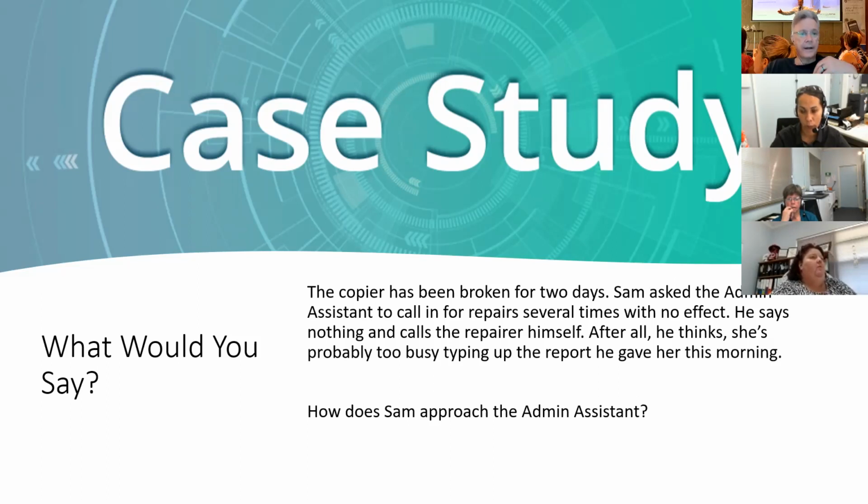So if I just go in and attack the admin assistant, that's probably not fair on that person, because just because I think that that person hasn't made an attempt, whether they have or not, I haven't found that out. So you're perfectly right. That's balancing their rights with your rights. Any other comments about that one?